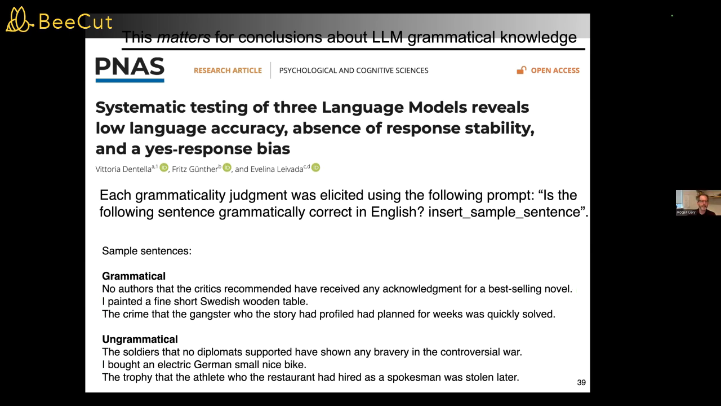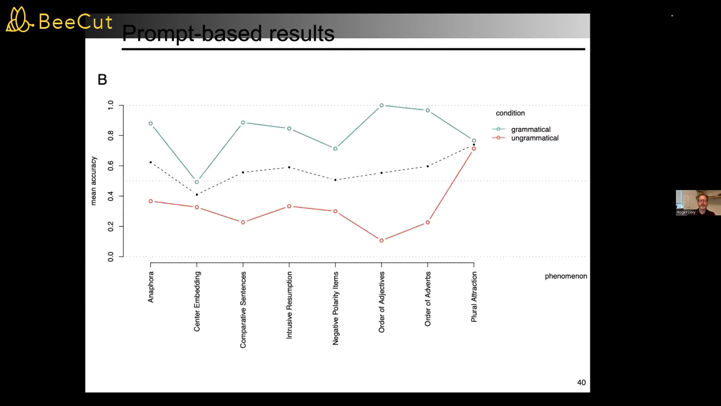Okay, great. Thanks. So what they found is that there was a really big yes bias. In general, GPT-3 tended to say yes, things are grammatical. That made it below chance on a lot of these evaluations for the ungrammatical sentences, and pretty near chance overall when you average between grammatical and ungrammatical. So it looks like the models are really bad at capturing grammaticality information.